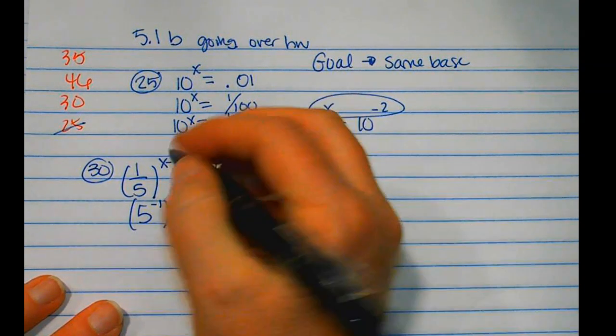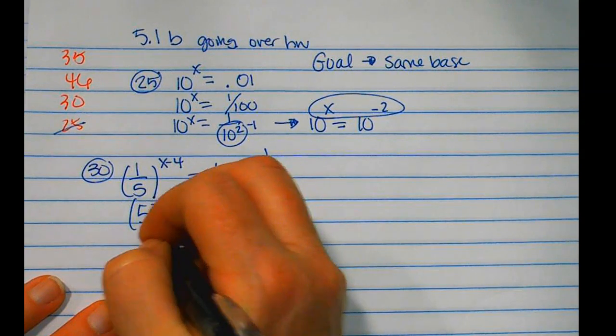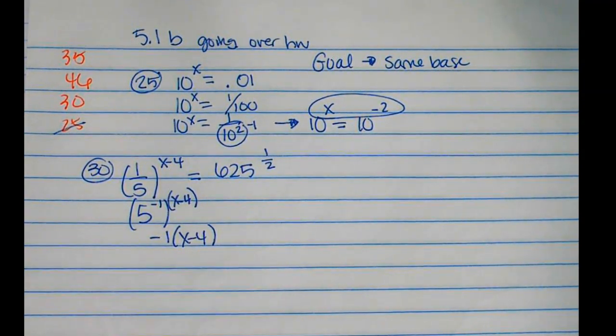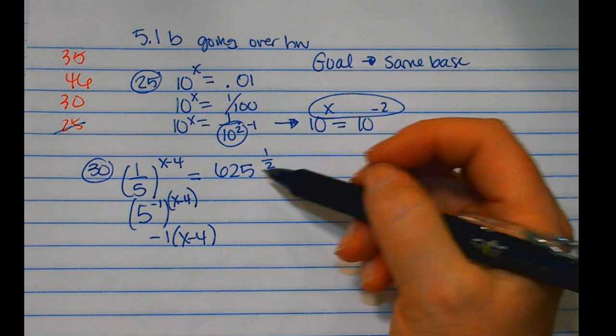That means that I have to distribute this. So when I actually solve it, I'm going to need to say negative 1 times x minus 4. The negative 1 affects both the x and the 4. That's important. How about 625?